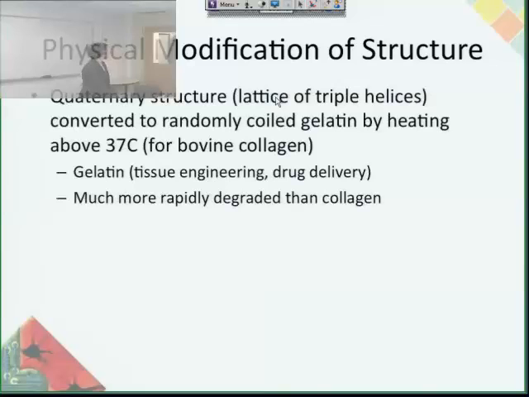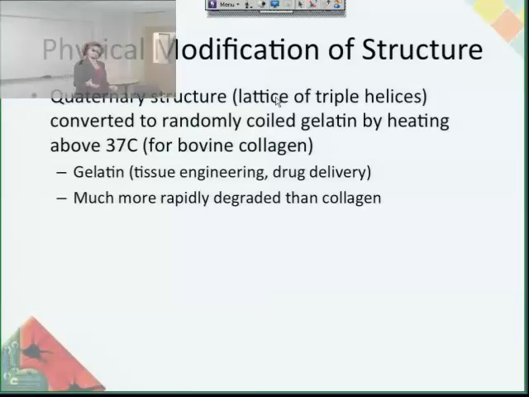Okay, so like I said, the quaternary structure is really important for all the properties of collagen, for the specificity of its bioactivity. But you can also use collagen if you remove the quaternary structure. It just has different properties. So if you heat it above 37 degrees, it turns into what we know as gelatin. And this can actually happen in the body as well, because it's only at 37 degrees that collagen will be degraded.